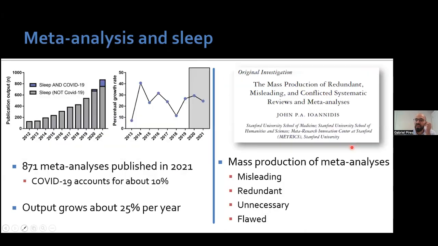So basically, as John Ioannidis, a very famous epidemiologist from Stanford, described, we entered in sleep medicine a condition of mass production of systematic reviews, in which many of them, and I might even say most of them, might be either misleading, redundant, unnecessary, or flawed. And I would say the biggest problem among them all are the redundant meta-analyses.